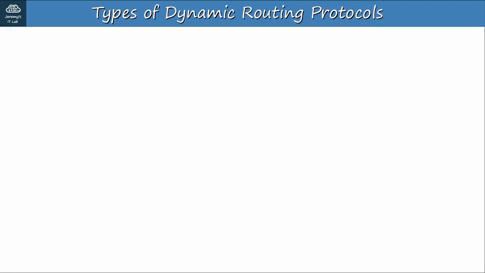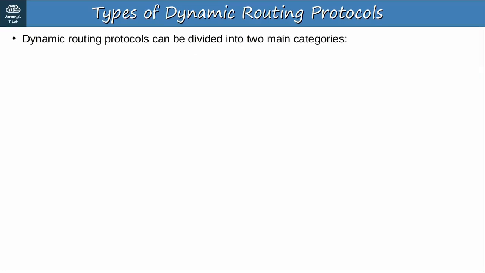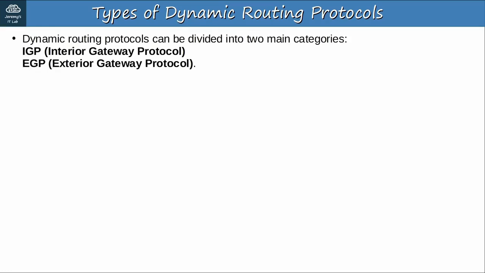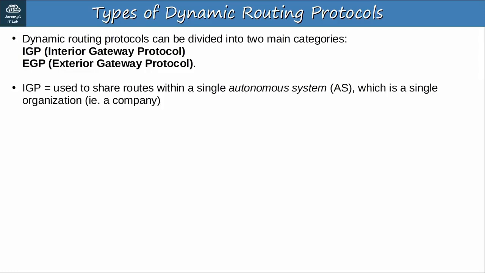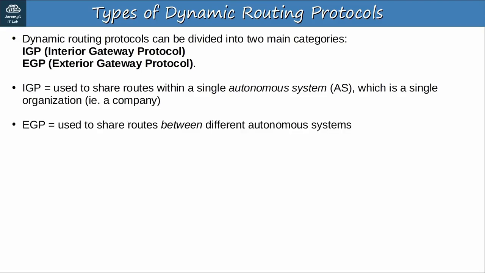Now let's talk about the different types of dynamic routing protocols. Dynamic routing protocols can be divided into two main categories: IGP, which stands for Interior Gateway Protocol, and EGP, which stands for Exterior Gateway Protocol. Let's define those. IGPs are used to share routes within a single autonomous system, AS, which is a single organization, for example, a company. EGPs are used to share routes between different autonomous systems.